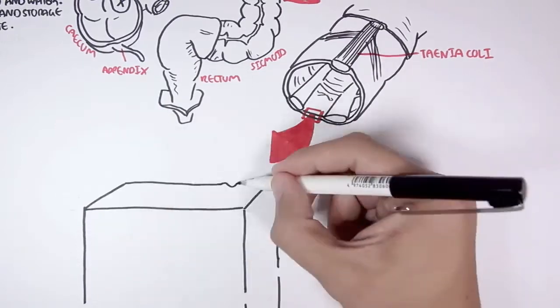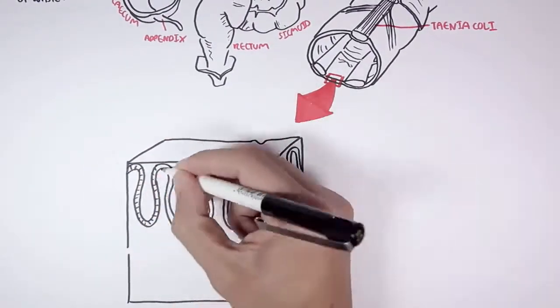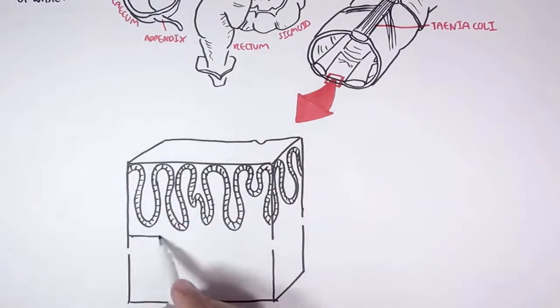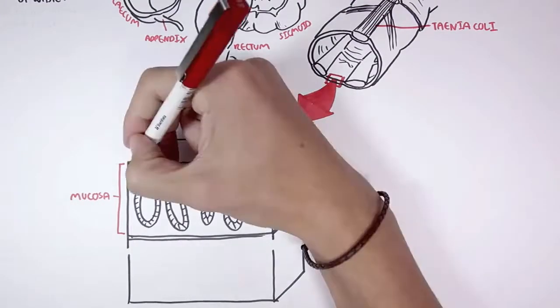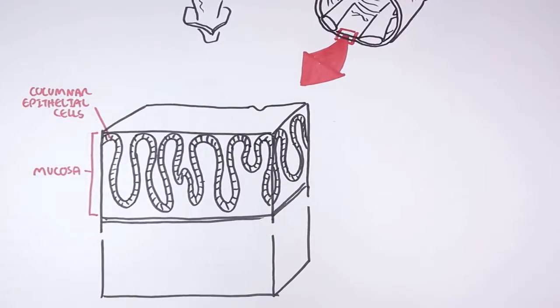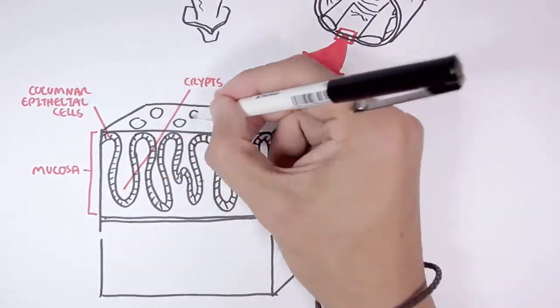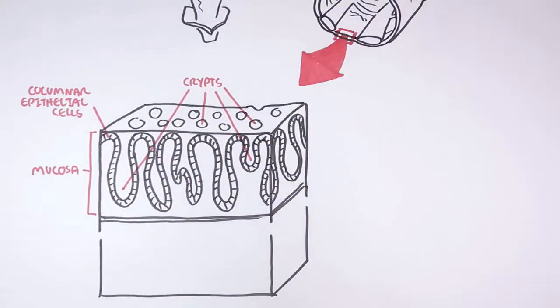Now let's look at the layers of the colon. The very top layer of the colon, closest to the lumen, is the mucosa layer. These are the colon cells, which are mostly columnar epithelial cells. And these cells form crypts. And these are all crypts.